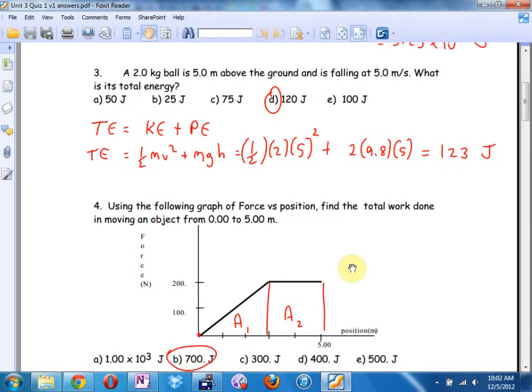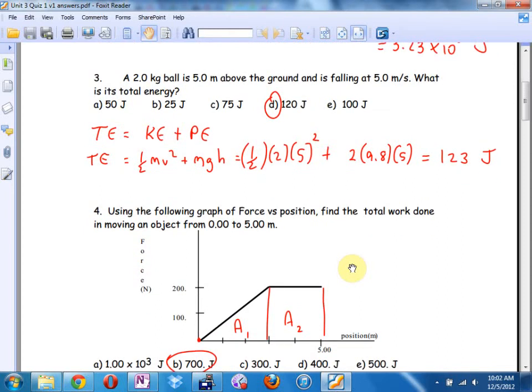Using the following graph of force versus position, find the total work done. Now, I can't go force times distance. The reason I can't, Dorothy, can you see the force is changing? It starts out at 0 and it ends up at 200. Force times distance only works for a constant force. So that was our first definition of work. Our second definition of work was the area under a force versus distance graph. Oh, I think that's where I'll use this one.